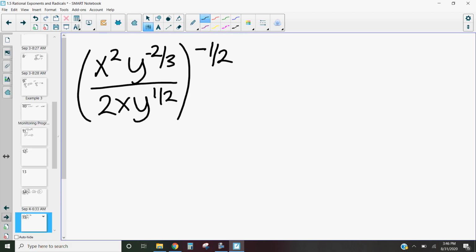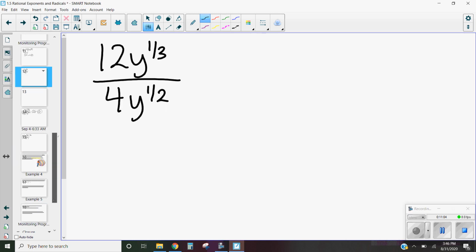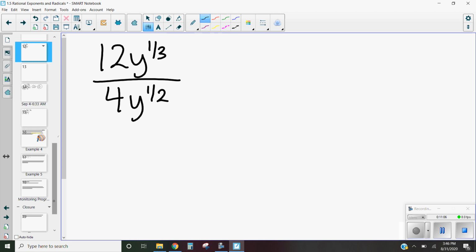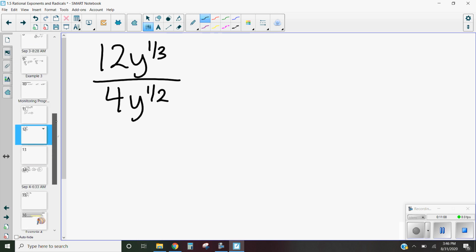We can do that even with this negative 1/2 exponent. Remember, we would flip our fraction, and we would take the square root of it. It's awesome. So that is kind of how you deal with those rational exponents. Again, they follow the same properties as our other exponents do.